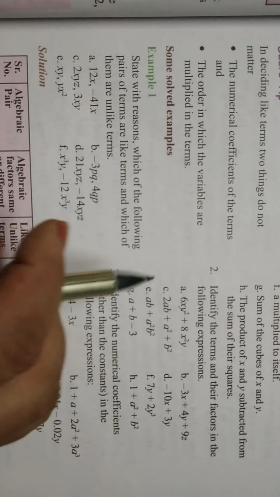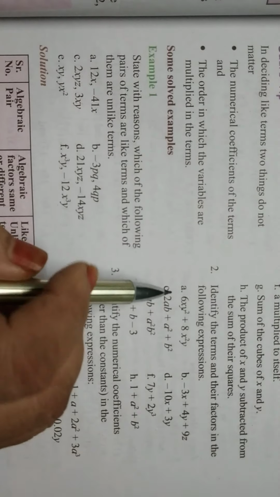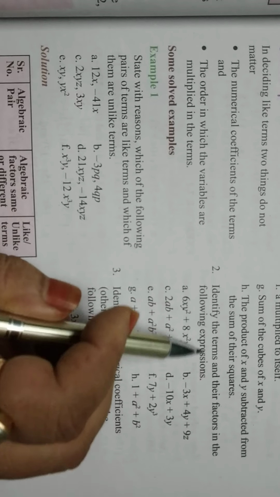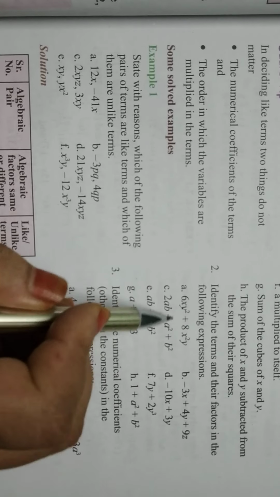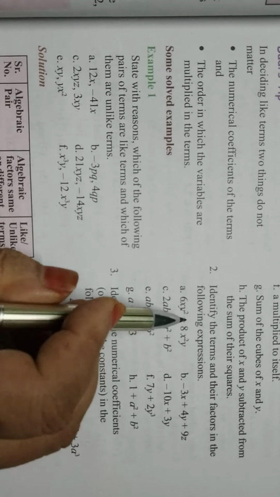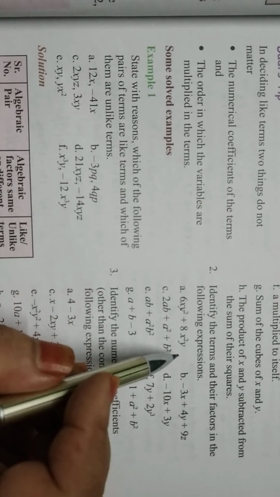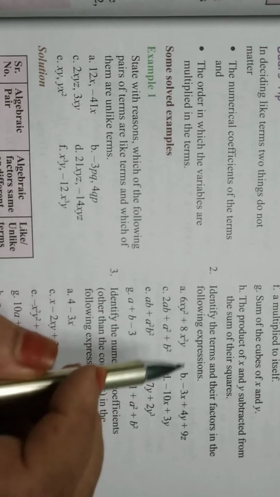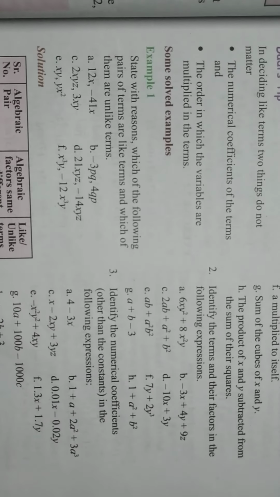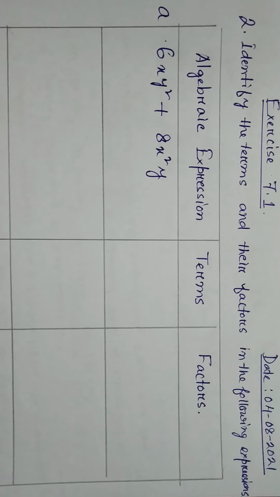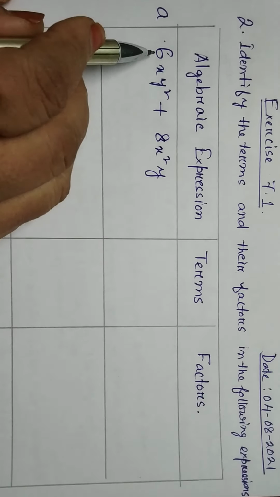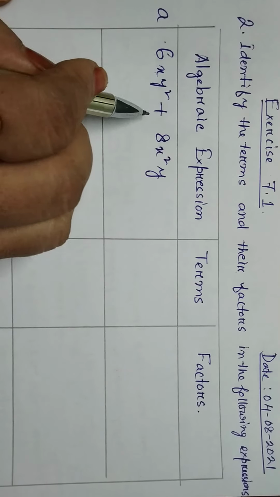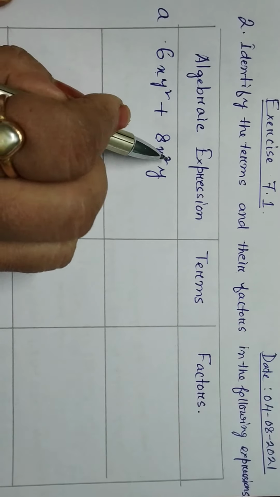Next, we will discuss question number 2. In question number 2, we are given some expressions, and from these expressions we have to identify the terms and their factors. Now we will solve this one. The first one is 6xy square plus 8x square y.